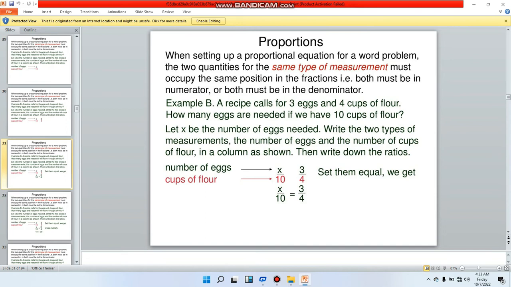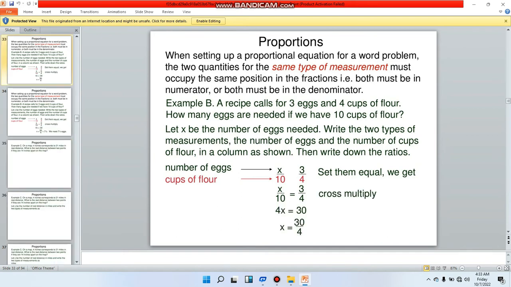Set them equal, we get this equation. Here we can easily find out the value of x by cross multiplication. 4x equals 30, x equals 30 over 4, that is 7.5. We need 7.5 eggs.